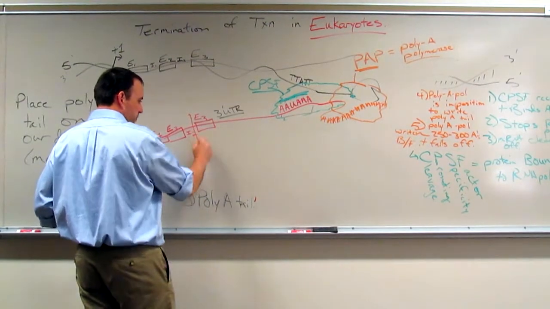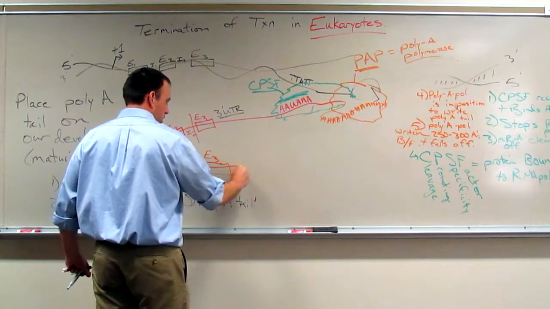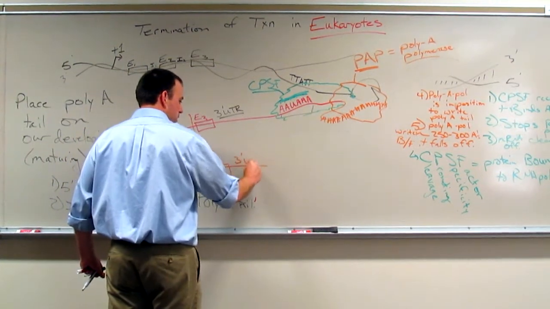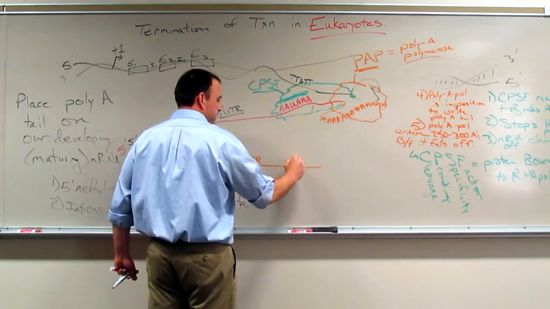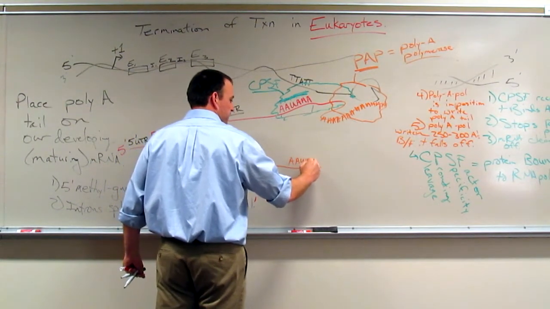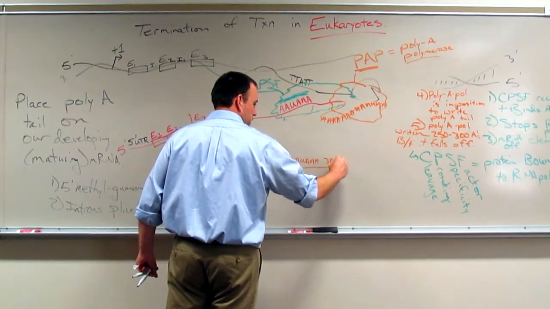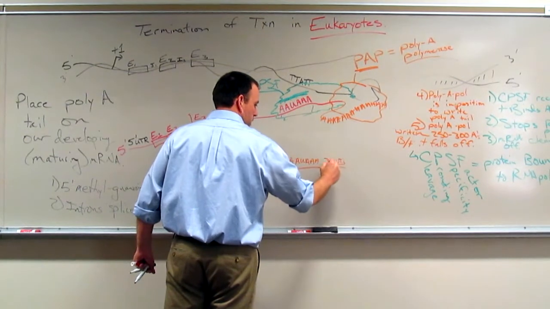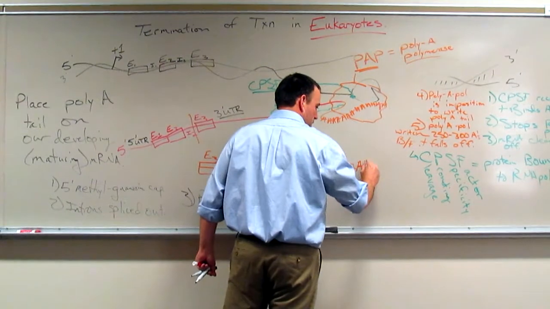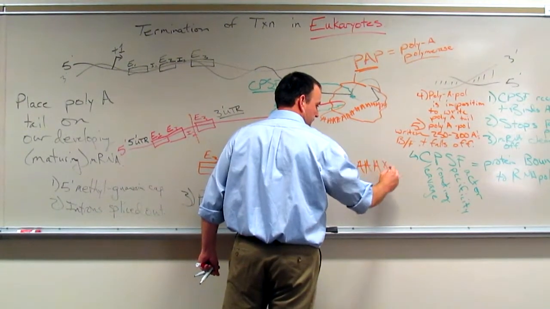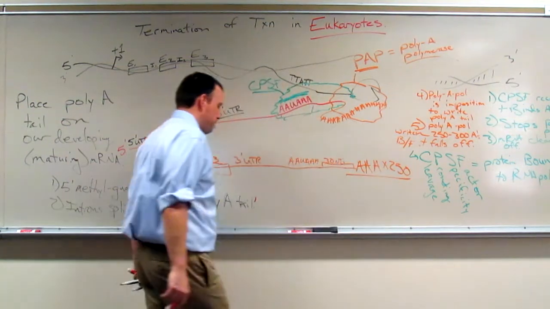I'm just going to draw it from exon 3 over. Exon 3. You've got your 3' UTR. You've got your CPSF binding site still existing. Then you've got about 30 nucleotides. Then you've got A's times about 250. Okay?